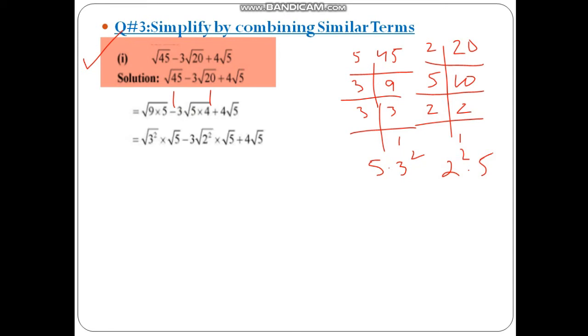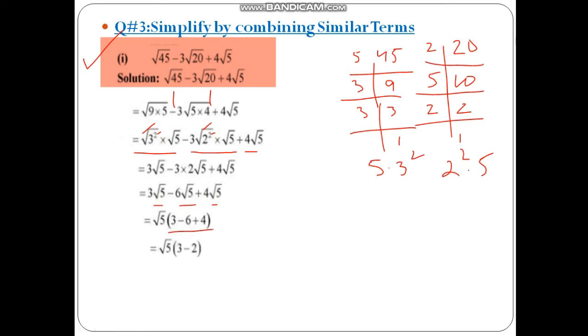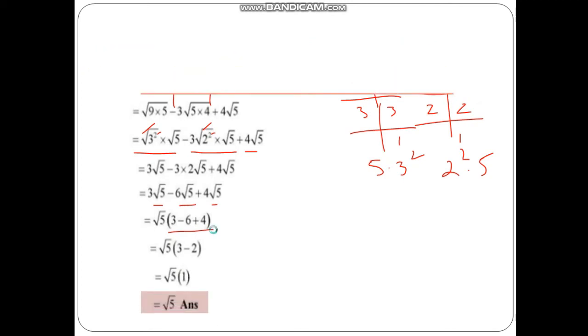It will be 3 square and we have made them separate. 3 is outside, 2 square into 5, 4 into 5. Fine. It will be cancelled out. So this is 3 under root 5 minus, the square and under root are cancelled, so it will be 6 plus 4 under root 5. Under root 5 can be taken out as common, so remaining will be this, and 5 under root 5 into 3 minus 2, it will be 5 into 1, that will be 5 as the answer.